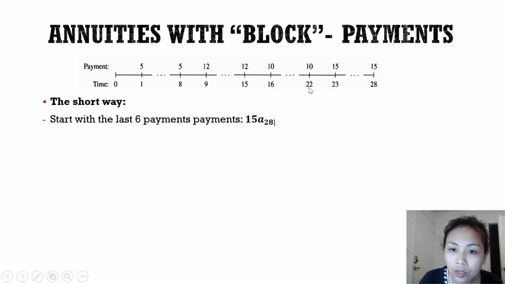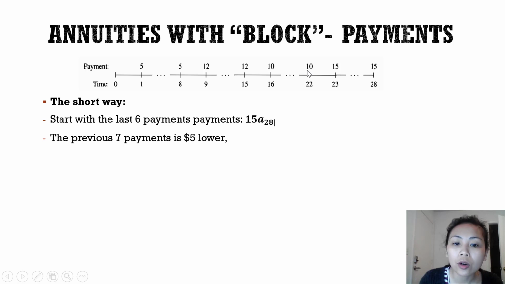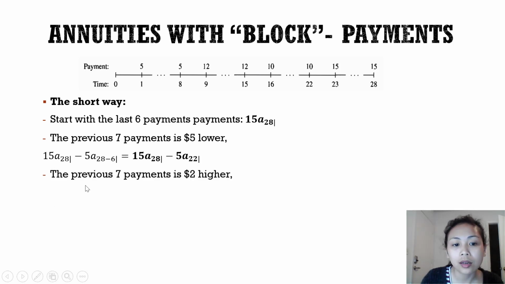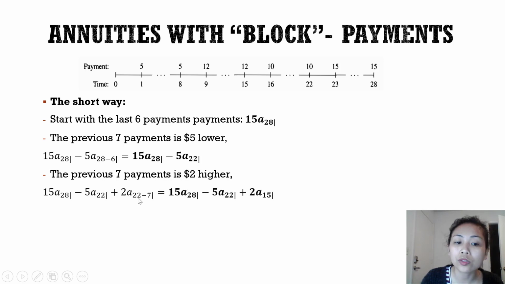Then we consider from time 22 backward. You see that the amount is decreased by 5. So we take this amount, subtract 5 times a sub 28 minus 6, like you take 28 here, subtract 6. And continue, we use this amount plus 2, because from 10 to 12 we increase the payment by 2. So the next 7 payments are $2 higher than 10. So we use this amount and add 2 times a sub 22 minus 7, that is a sub 22 minus 7. You see that?